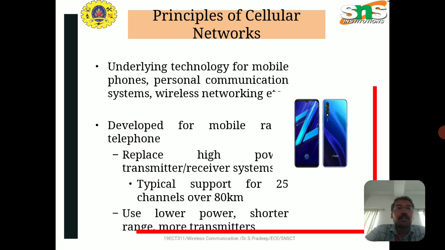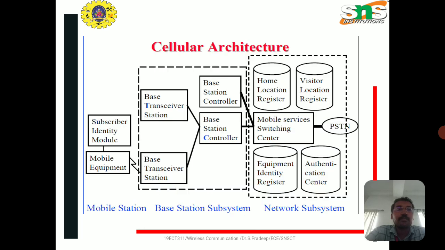Principles of cellular network. The underlying technology for mobile phones, personal communication systems, and wireless networking evolved. It was developed for mobile telephones. It replaces high power transmitter and receiver systems with low power ones. Typically, a cellular network supports 25 channels over 80 km. It uses low power for short range and requires more transmitters.